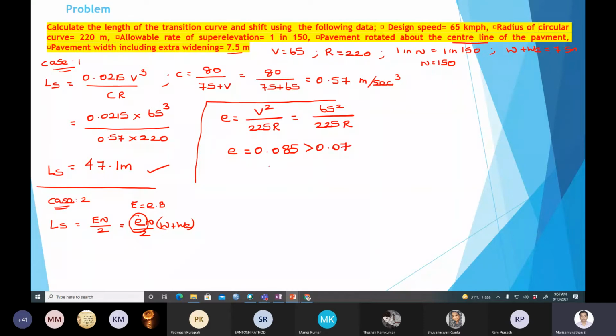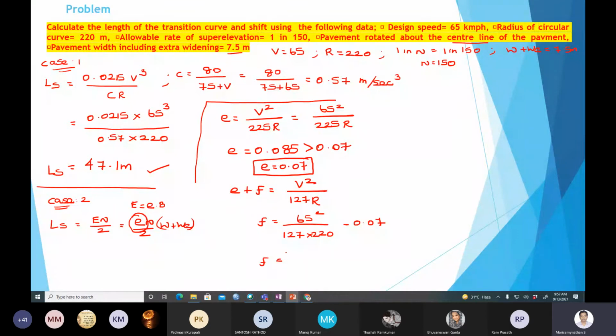So in the second step, we are assuming the e value as 0.07. When you allow the maximum allowable super elevation, you need to recalculate the coefficient of friction, the lateral coefficient of friction. So in step 3, e plus f is equal to V squared divided by 127 into R. So f is equal to 65 squared divided by 127 into 220, minus 0.07.